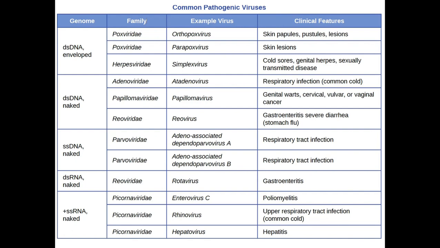Then we have an example of a double-stranded RNA virus. The rotavirus is the example shown here. And with these double-stranded RNA viruses, mRNA is transcribed from the RNA genome.